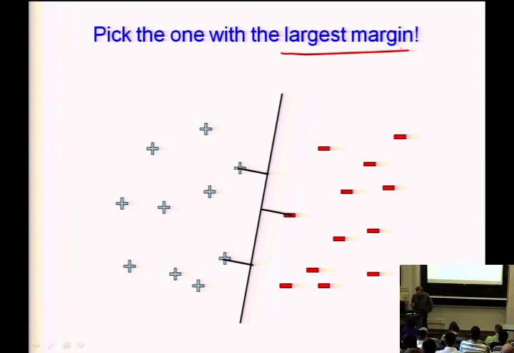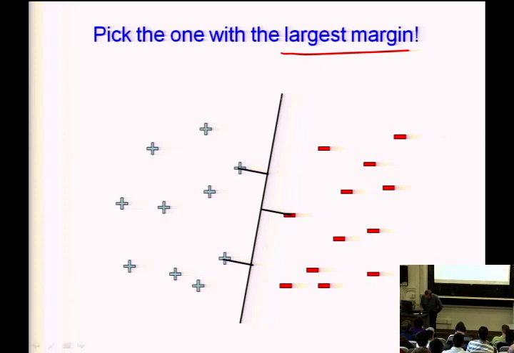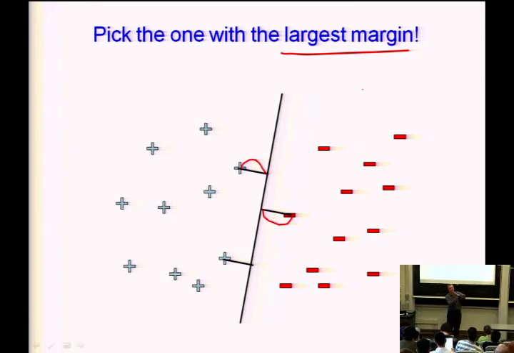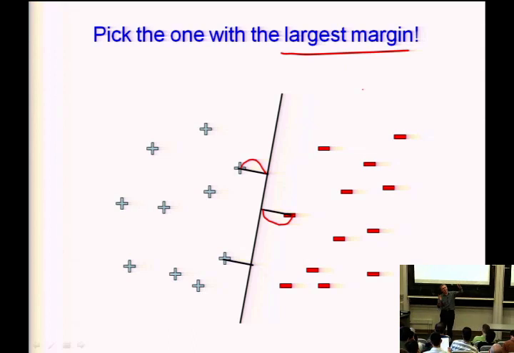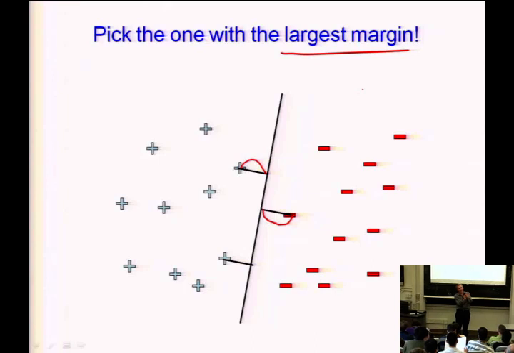And what do I mean by margin? I mean, once we have the decision surface, we look at this distance, the distance to the closest positive examples, and the distance to the closest negative examples. And the sum of those is the margin. That's kind of how much space there is. If we put that decision surface right in the middle, it's twice the distance to the closest point.